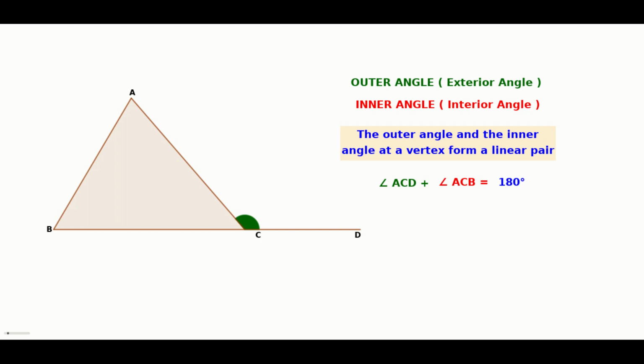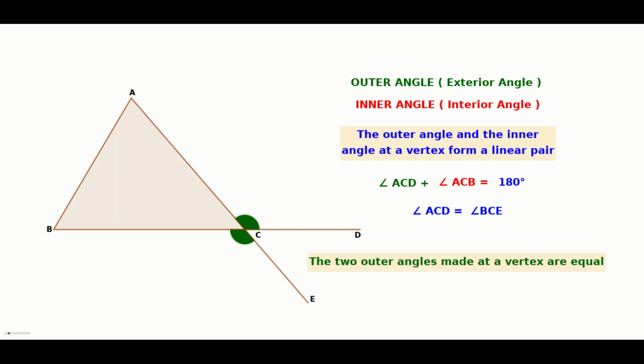Now, extend the side AC to the point E to form another outer angle. Angle BCE is the outer angle formed here. And you have two outer angles at the vertex C, angle ACD and angle BCE. They are opposite angles and therefore they are equal. At a vertex of a triangle, you can make two outer angles and those two outer angles are equal.